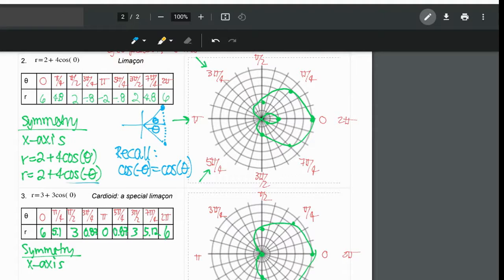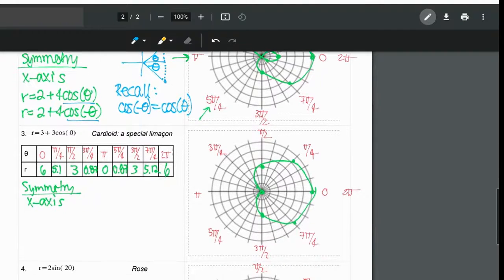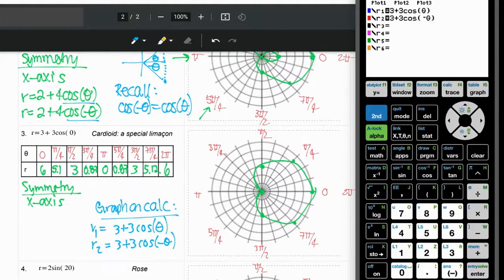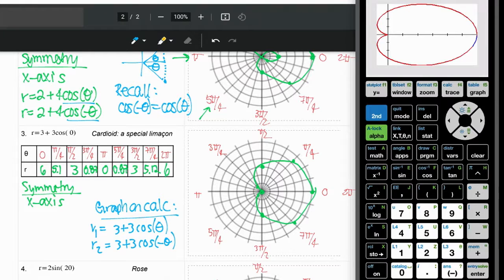And so no matter what we have here, cosine of theta or cosine of negative theta, it's going to be equivalent. You could do the exact same thing for number 3, but instead let's check with the graphing calculator. We could type in the first equation to be 3 plus 3 cosine of theta and the second equation to be 3 plus 3 cosine of negative theta.